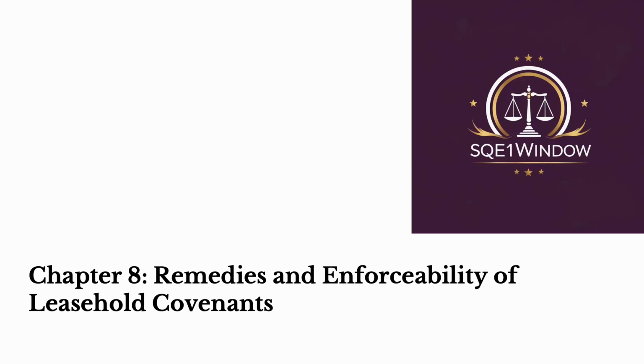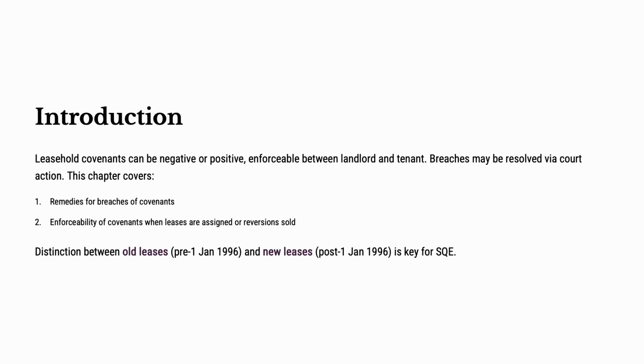We look at chapter 8, the last chapter of landlord and tenant: remedies and enforceability of leasehold covenants. In this chapter, we examine what happens when lease obligations are breached and how covenant enforceability works when leases or reversion are transferred. Understanding remedies and enforceability is essential for advising landlord and tenant, and of course for our SQE1. Leasehold covenants can be negative or positive and are enforceable between landlord and tenant.